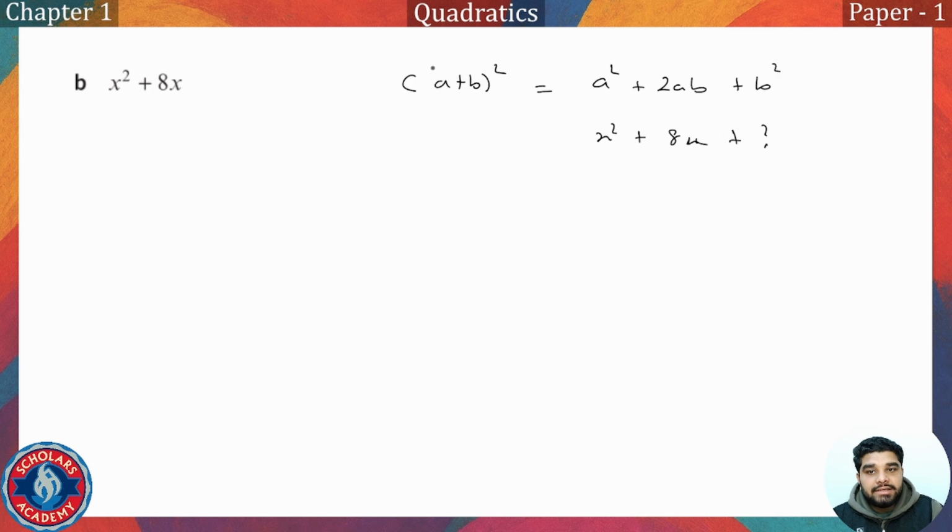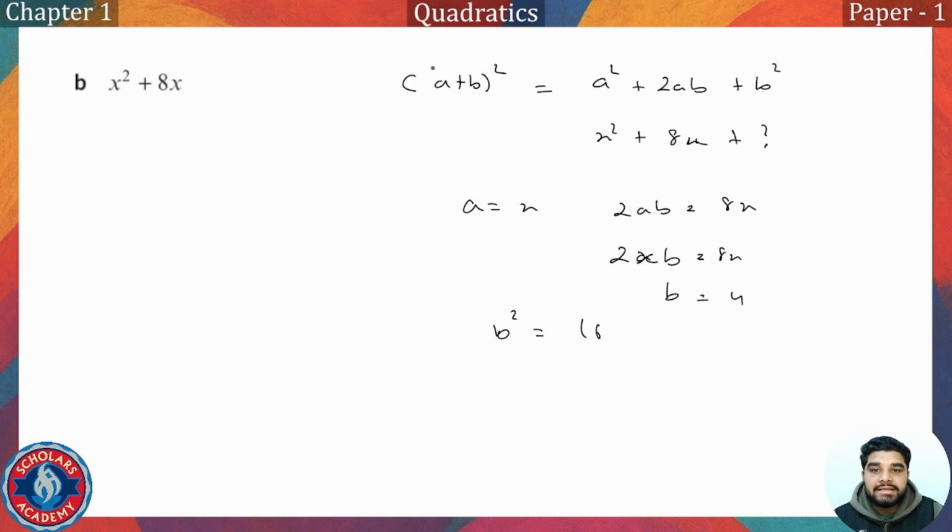So we can say that a is equal to x. We can say that 2ab is equal to 8x. If we substitute this, we get 2xb is equal to 8x, b is equal to 4, right? We get the value of b. So b square is equal to 16.